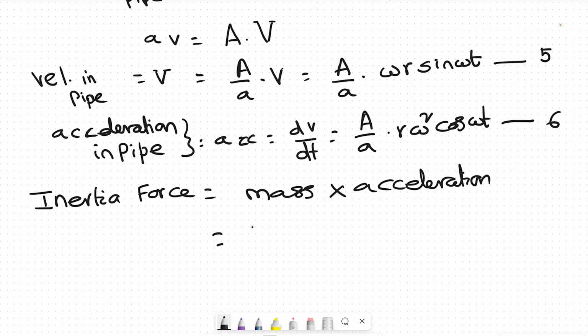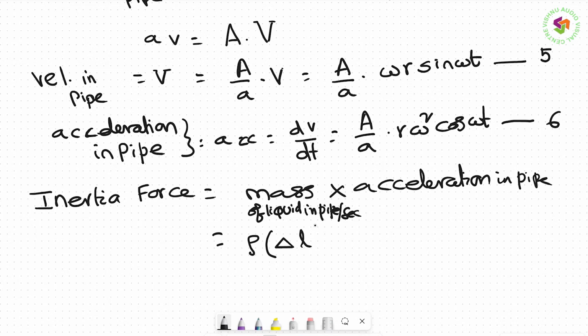Mass in the pipe, mass of liquid in pipe per second, acceleration in pipe. Mass of liquid means how can I calculate the mass of liquid? It means rho into volume. Volume is A into L. Small a into L into acceleration is A by A r omega square cos omega t.